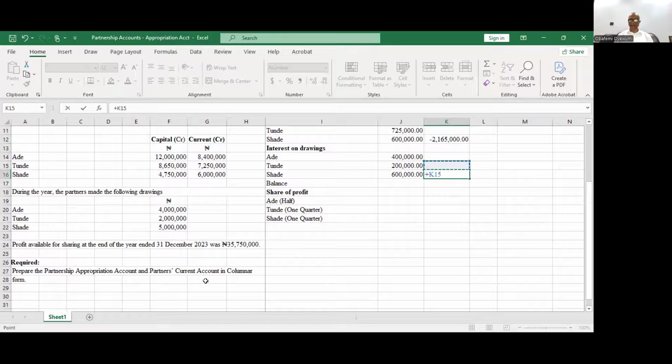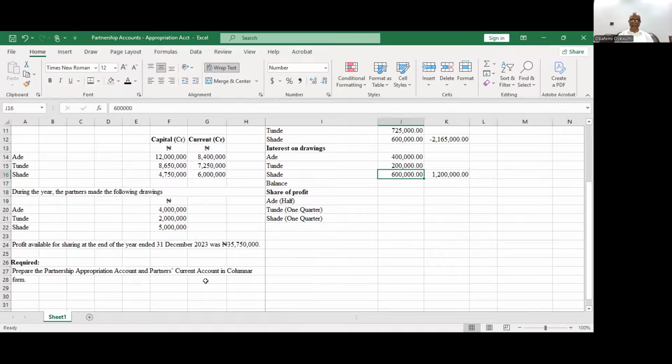So let's look at everything together. Plus 200,000, then plus 600,000, and that will fetch us 1.2 million. Sorry, let's look at this. This is 5 million and not 6 million. Apologies. So let me use the appropriate figure, and that will give us 1.1 million naira.